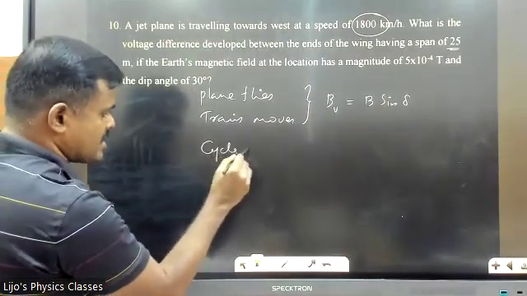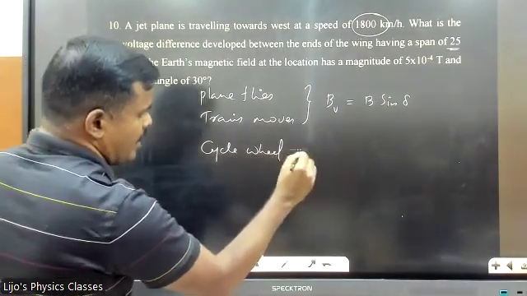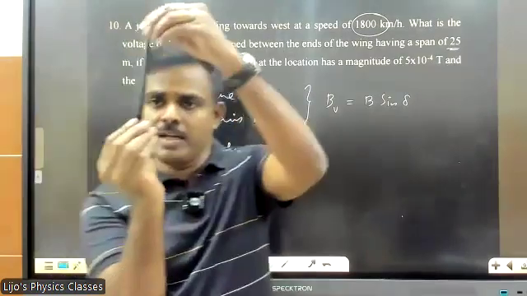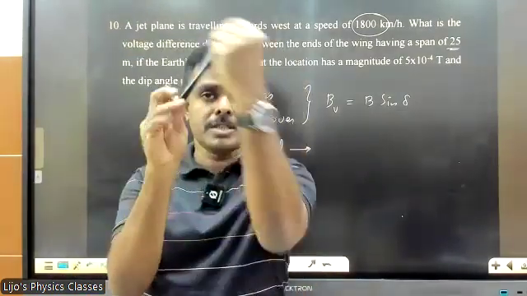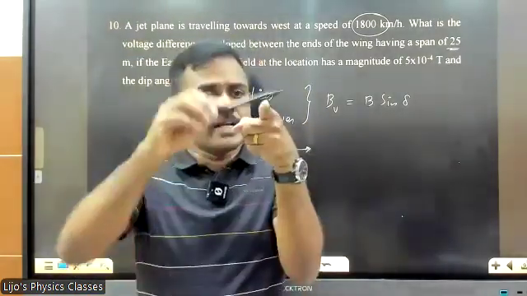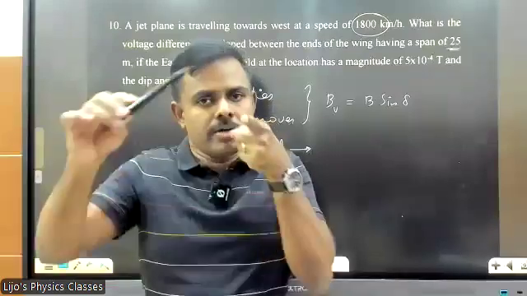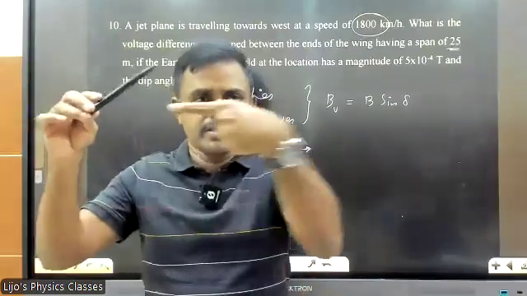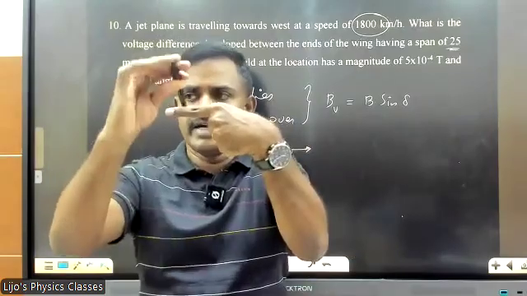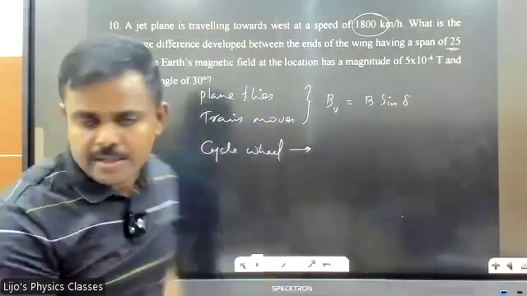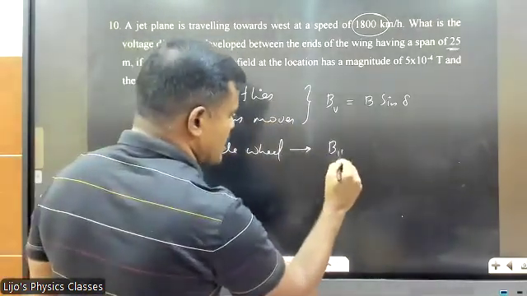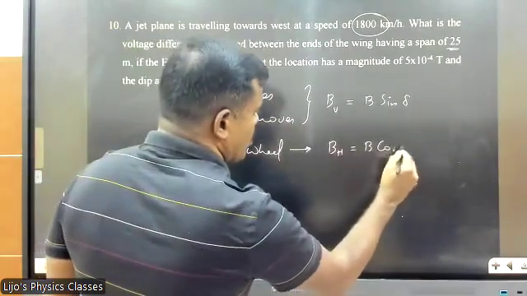Cycle wheel questions. Look at that. The cycle wheel is rotating. The spoke of a cycle wheel is cutting the horizontal component, right? This is the horizontal component. When the cycle wheel moves, it is cutting the horizontal component. Got it? The horizontal component BH is equal to B cos delta.